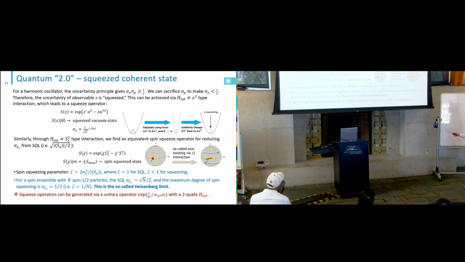For spin, the same concept. What we have to do is generate some kind of interaction Hamiltonian which can give us Sx squared or Sy squared or whatever. You will find the equivalent squeezing operator involves S plus squared and S minus squared. But since we know Sx squared will give you some terms like S plus squared and S minus squared, this interaction will also give us a squeezed state.